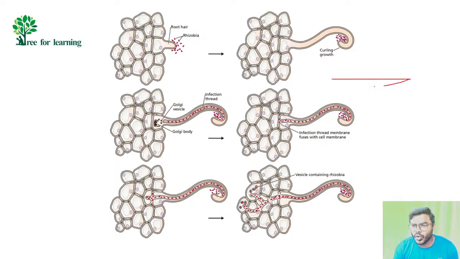See, this is the root hair, correct? This is the bacteria. Now the question is very clear: how exactly does the bacteria attach to the root hair? All the students understand the concept here. On the root hair, certain receptors are present. What do you call those receptors? We call them lectin receptors.